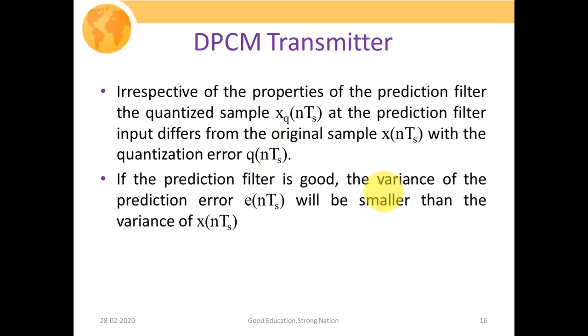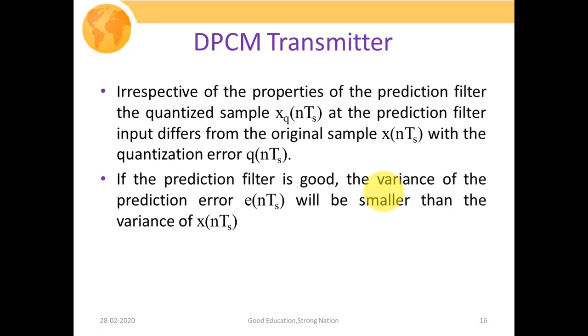If the prediction filter is good, the variance of the prediction error will be smaller than the variance of x of nTs. The point I want to make with this statement is that if the predictor is in a state to predict the incoming sample value exactly, then the difference between the predicted value and the incoming sample value will be very small, and we will require far fewer bits to encode that difference or error signal. Variance is basically the square of the standard deviation. We are not going into much greater detail about variance, but the essence should be clear.